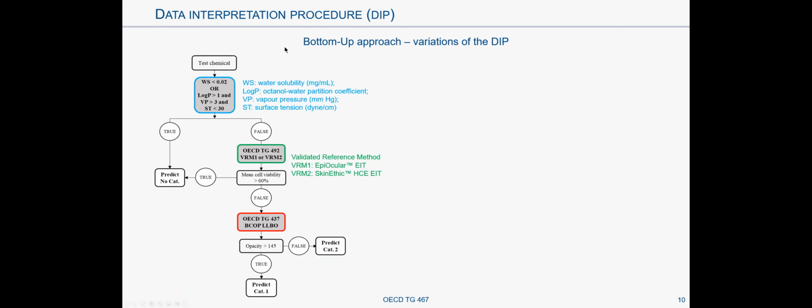Here you can see the data interpretation procedure of DL1 in a bottom-up approach. So we can start with the physical chemical properties. If the water solubility is very low, less than 0.02 milligram per ml, then the chemical is predicted no-cat. Or if the combination of the three properties, so log P and vapor pressure, are above 1 and above 3, or the surface tension of the neat liquid is below 30, then the chemical is predicted no-cat.